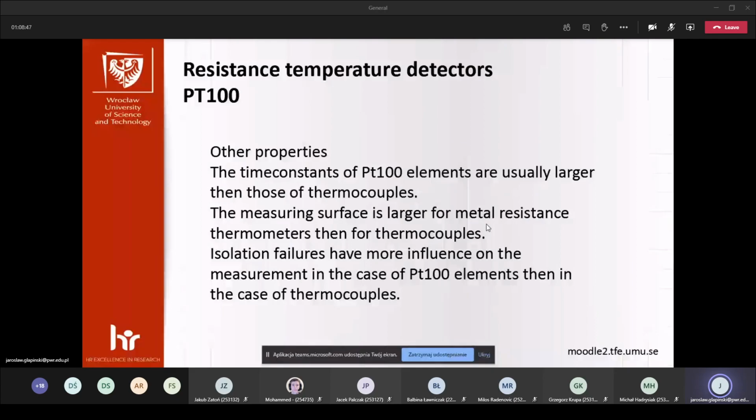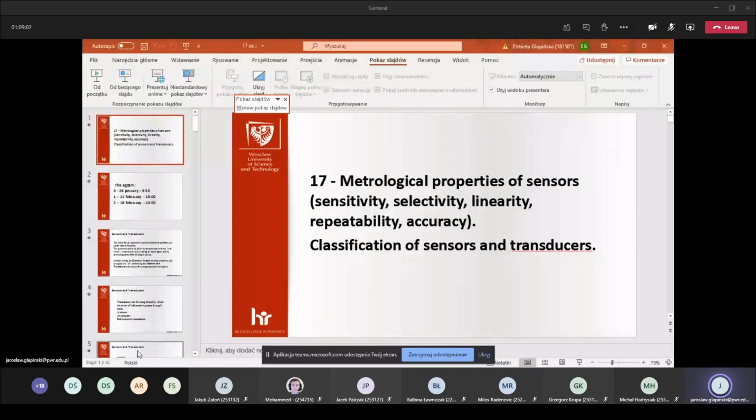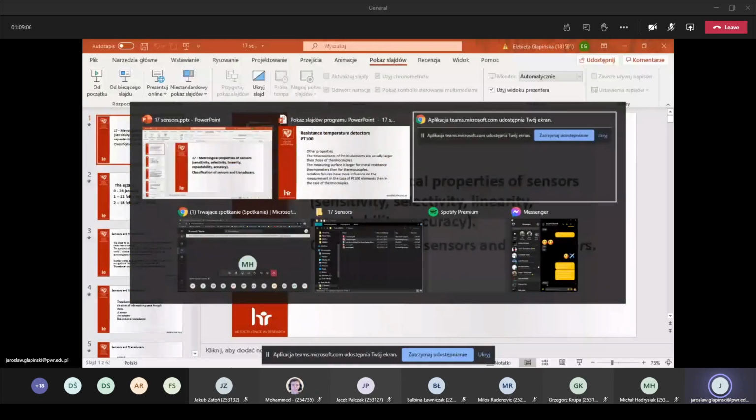Okay, we've got different types of PT100 elements. Generally, they are a bit larger than those of thermocouples. I will try to show you.